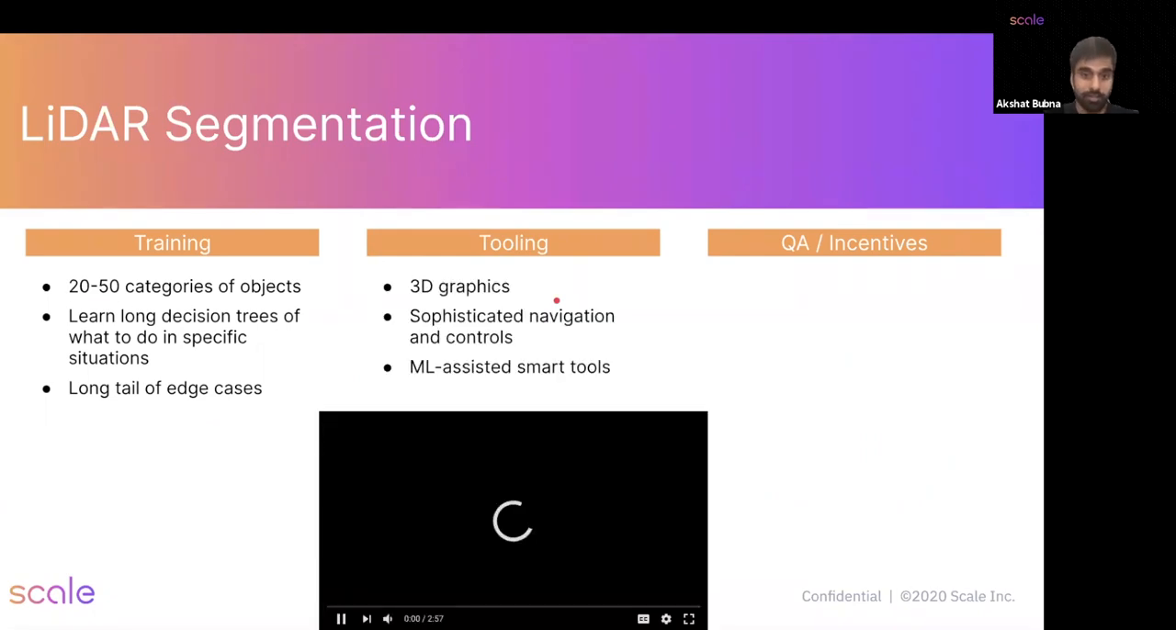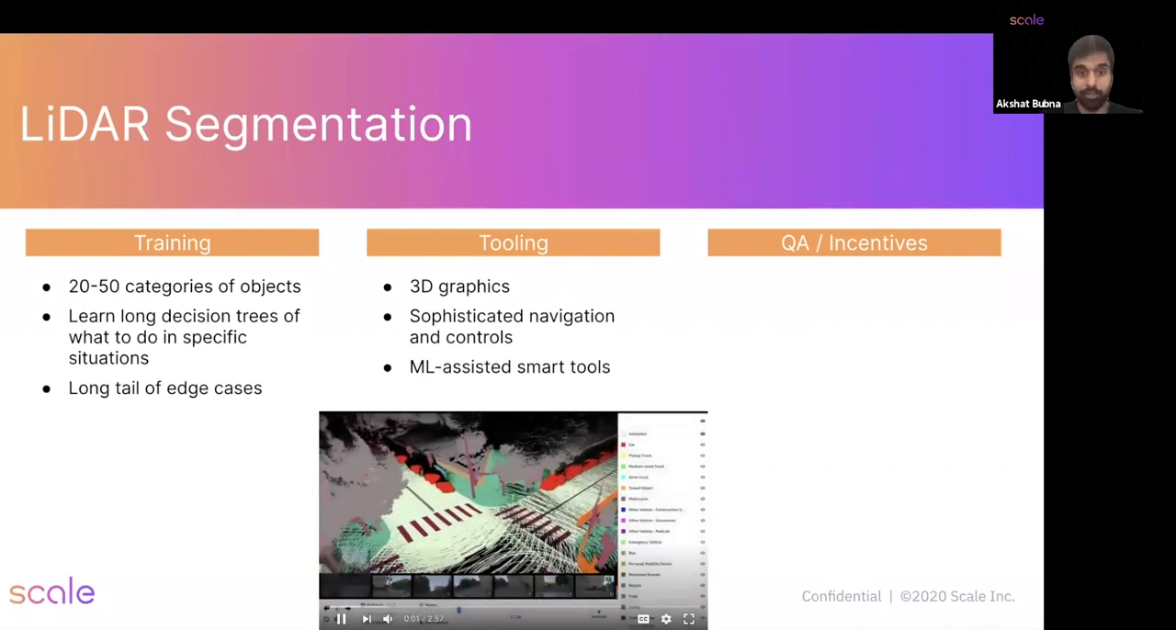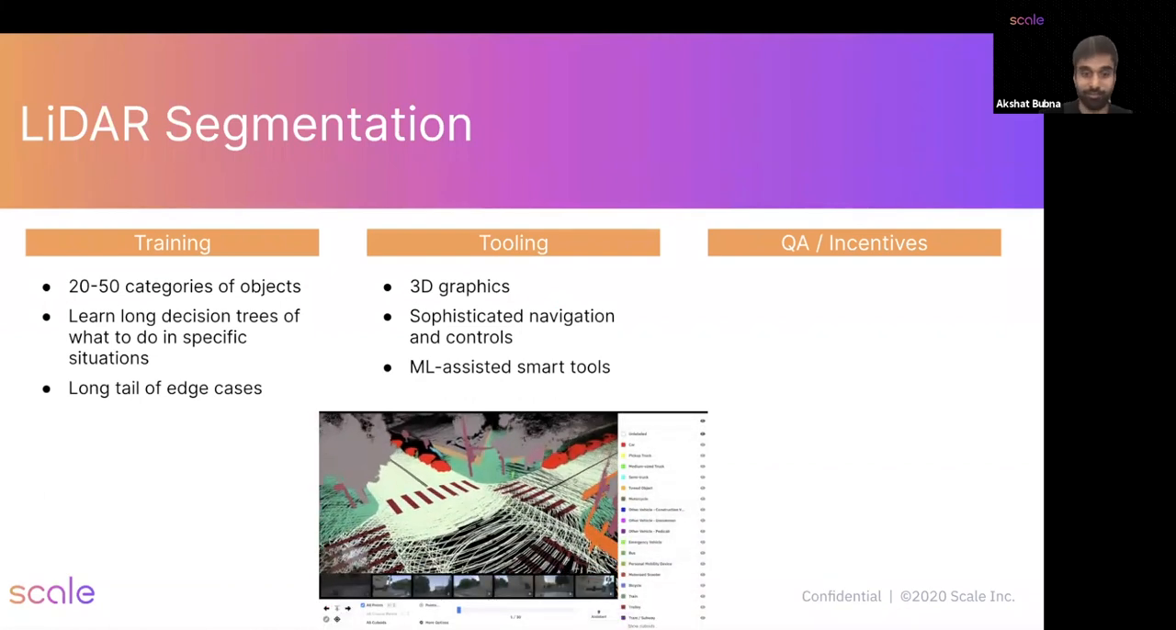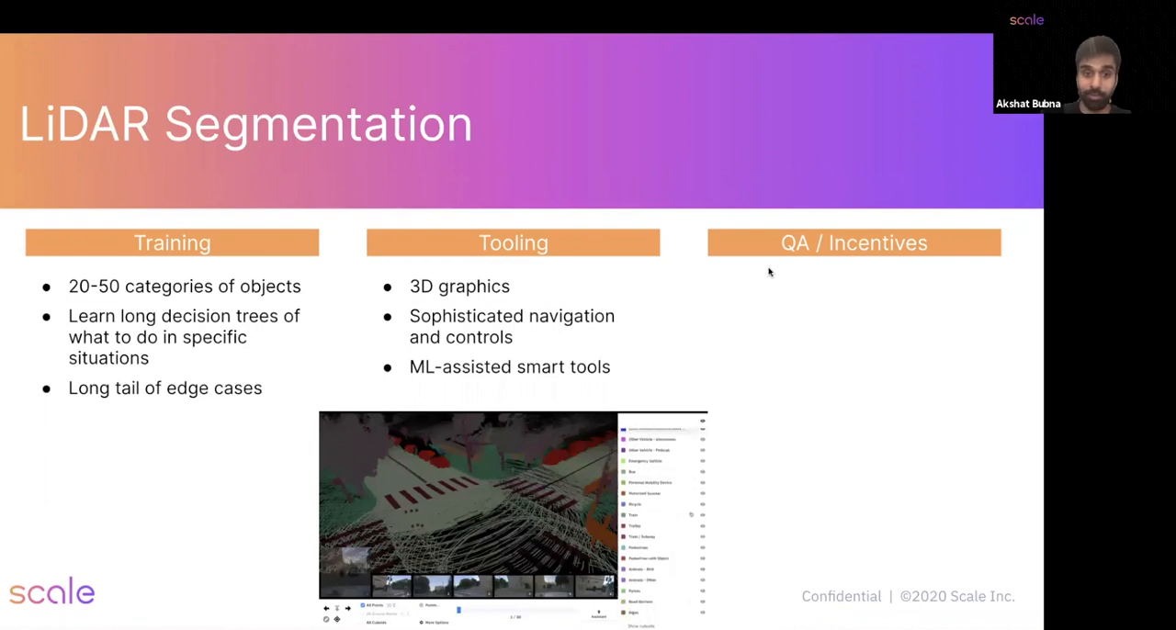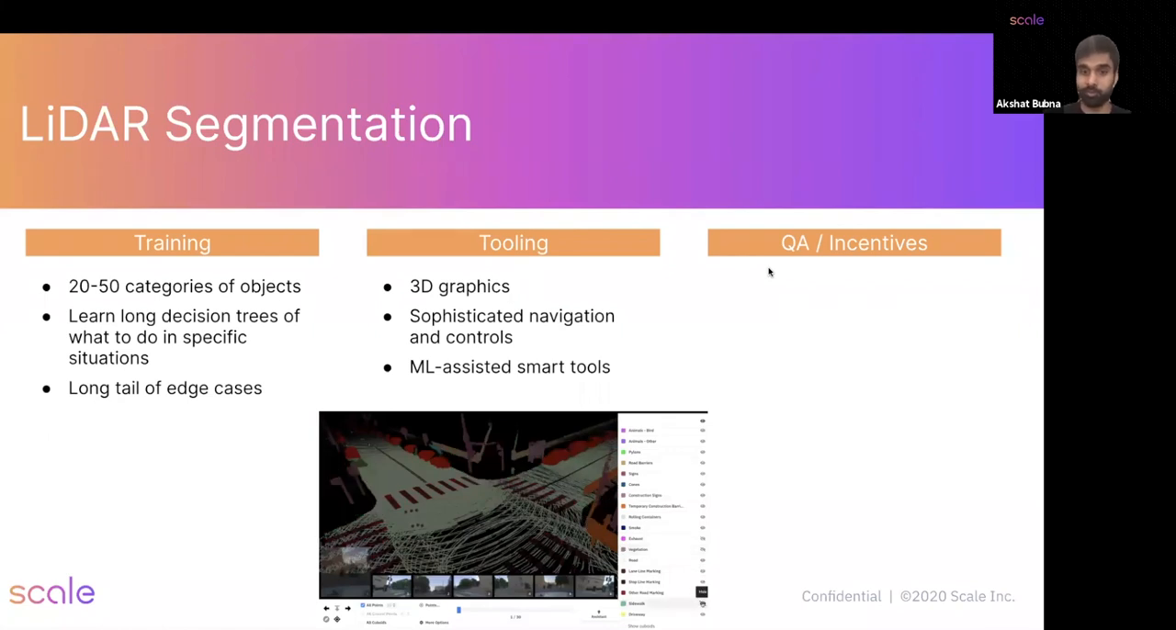Right, and in terms of tooling, we actually have to build our own 3D graphics. We have to worry about how to render them efficiently. Here's an example. We have to build sophisticated navigation controls and of course teach people how to use them. And we also build a lot of ML-assisted smart tooling. Like we have a magic wand tool that helps people be really fast during this kind of labeling.